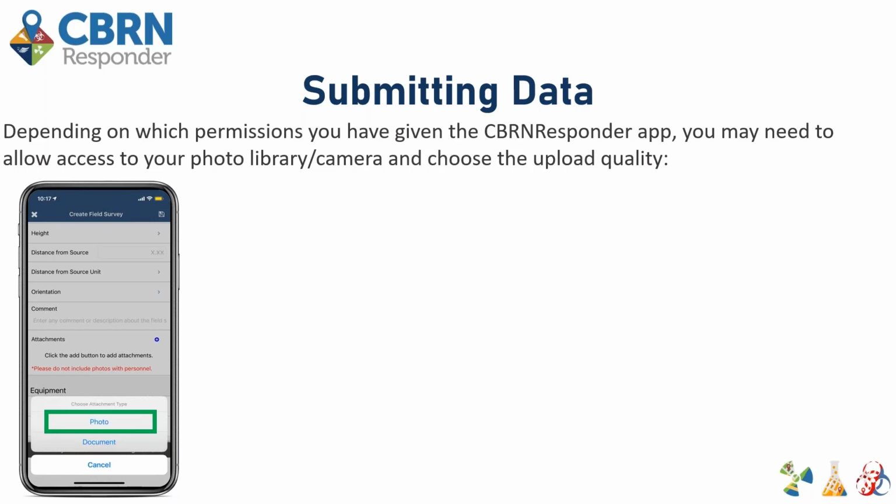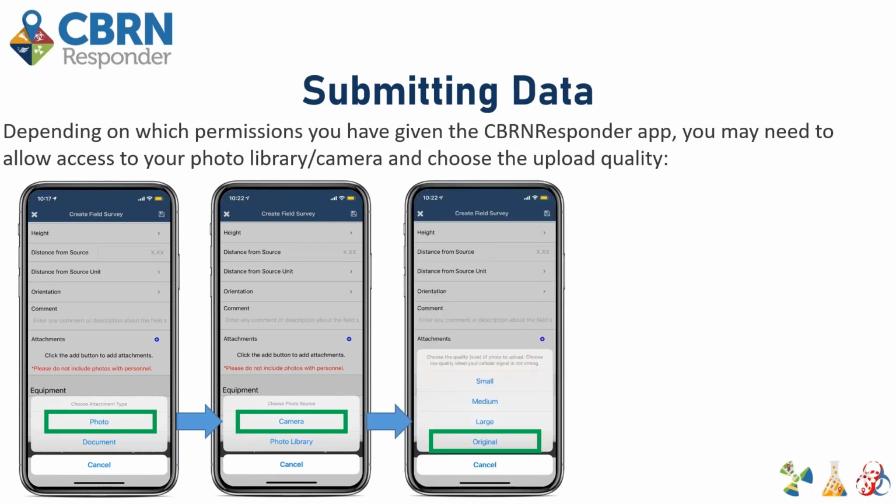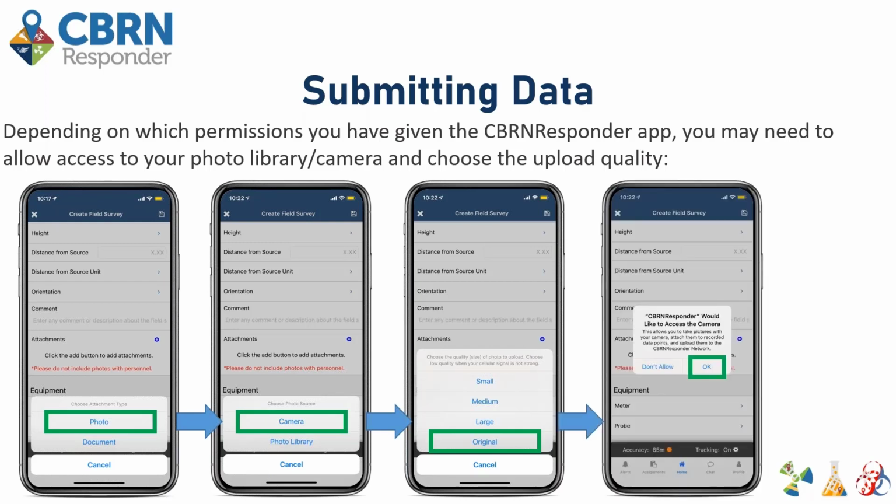So for example, here, if I'm looking to add a photo, I will need to choose my photo source. So whether I want to take a picture through my phone's camera or if I want to upload a picture that I already took through my phone's photo library. I'll then choose the quality or size if I don't have that preference set already. And then if I am choosing camera, I may need to allow access to the app to access your camera. These are all settings that you can set ahead of time in your profile settings to make this quicker and easier for you, but this is something that you may need to do the first time around.